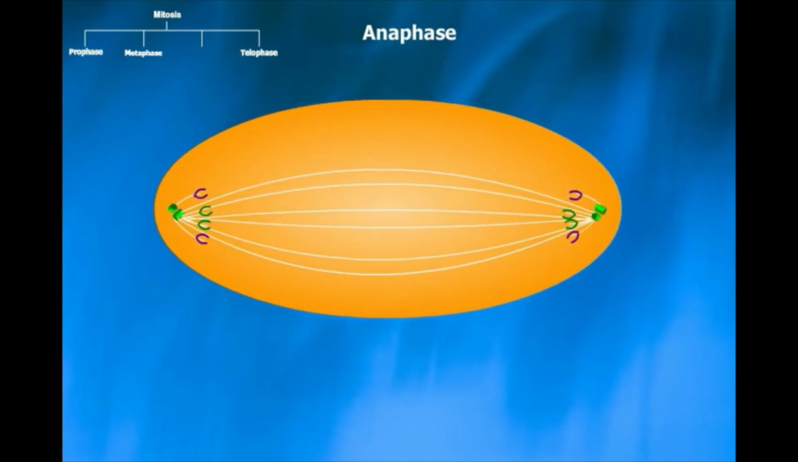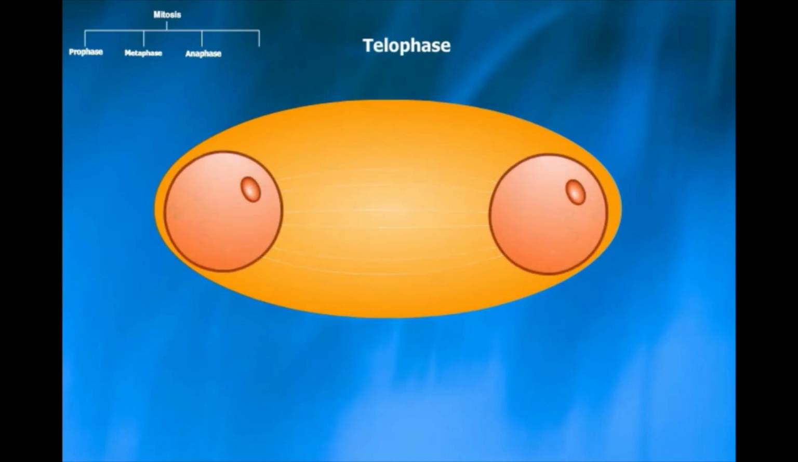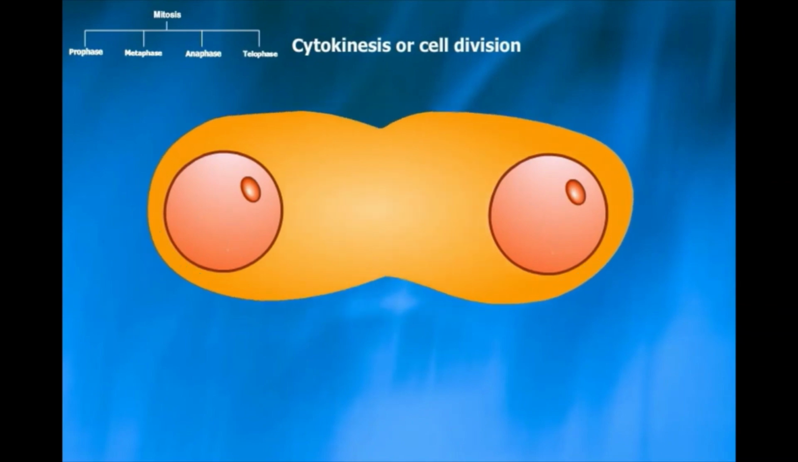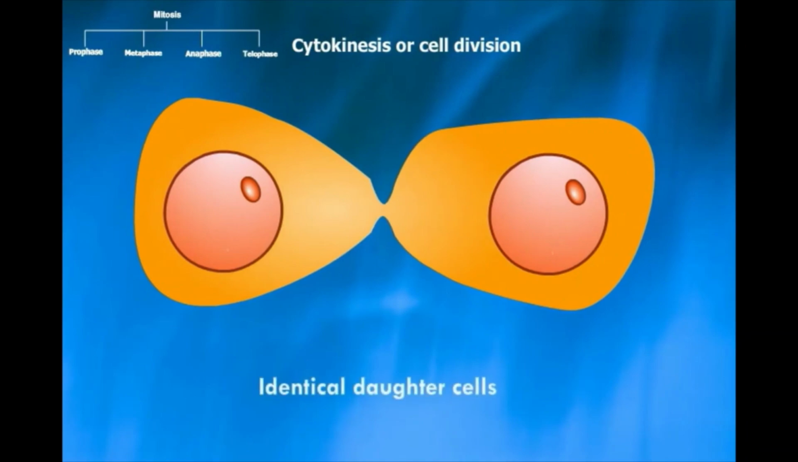Let's move on to the final stage, and that is telophase. In telophase, the chromosomes lying at the poles lose their identity and the nuclear envelope reappears. After this stage, the cell prepares itself for cytokinesis or cell division. And what happens at the end of mitosis? That's right, 2 identical daughter cells are formed.